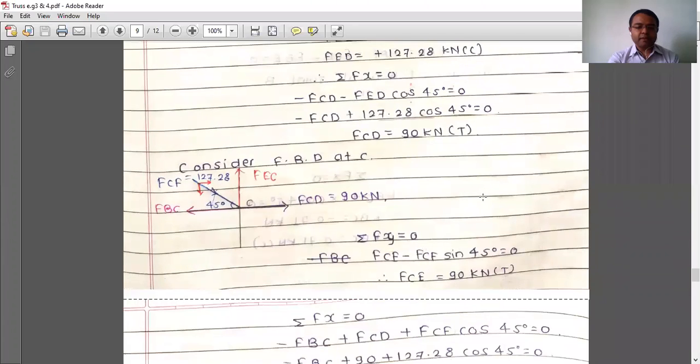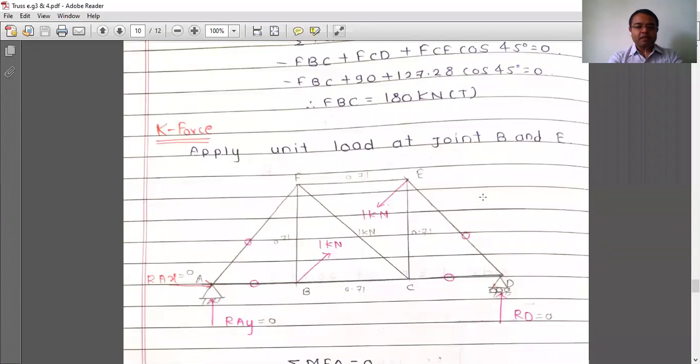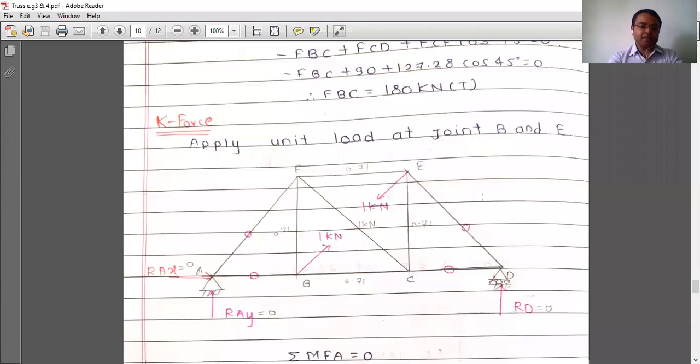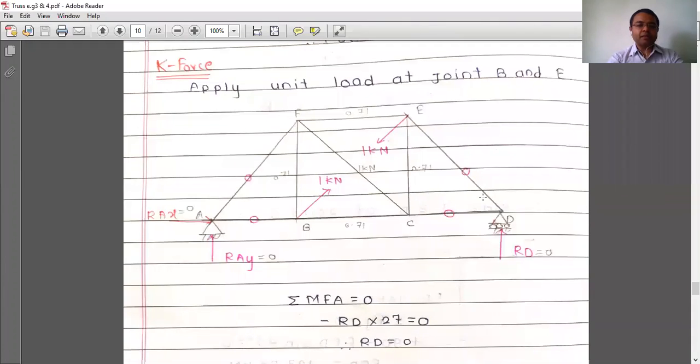So after P force analysis, come to the K force analysis. K force analysis means we have to provide a unit tensile force. Okay, so first of all, let's get the difference between P force analysis and K force analysis. What do you have to do in P force analysis? In P force analysis, you have removed one extra member such that the structure has become determinate. Okay, and we have solved the example.